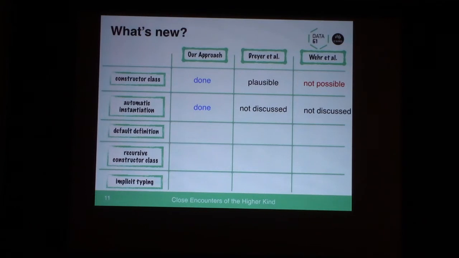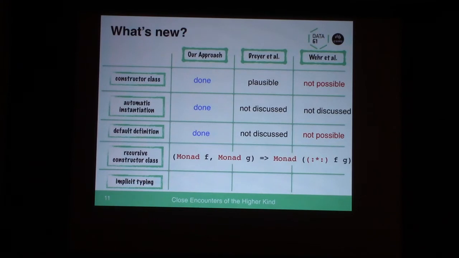Neither of them discussed automatic instantiations as superclasses. And Stefan Wehr did discuss that his approach can't handle default definitions. We did address this problem by using two signatures for each constructor class. He also discussed that his framework can't handle recursive type constraints such as this. We addressed this problem by using ML functors.